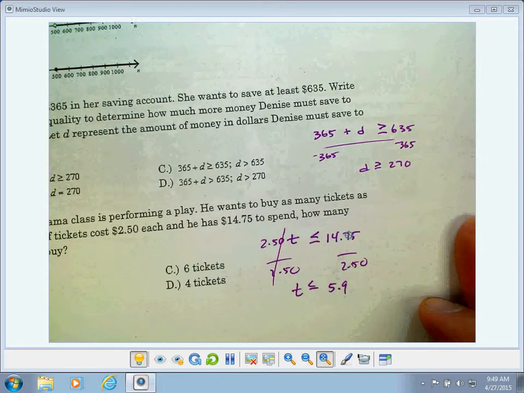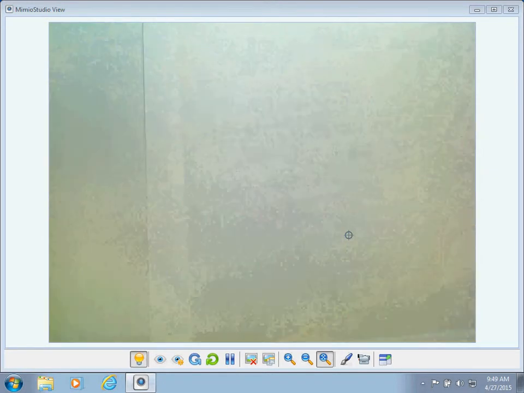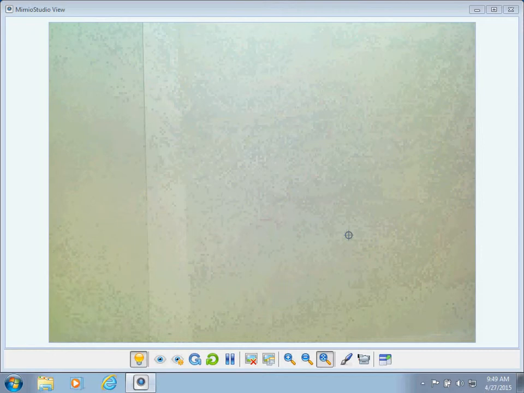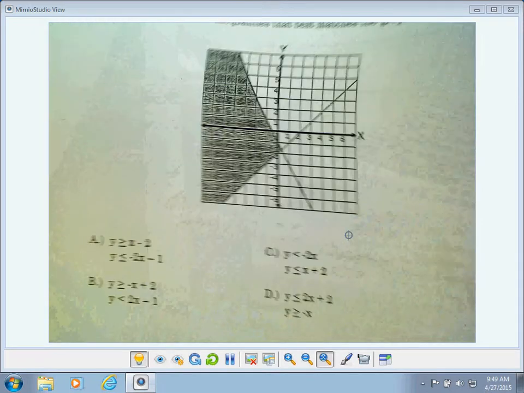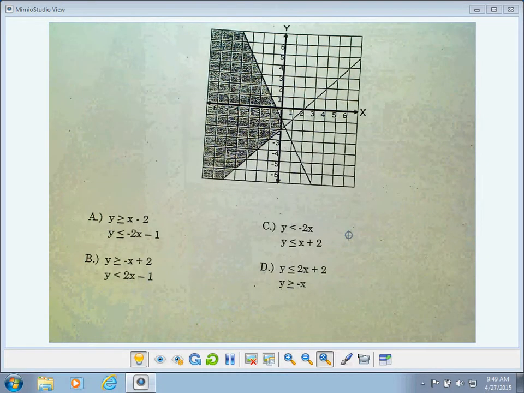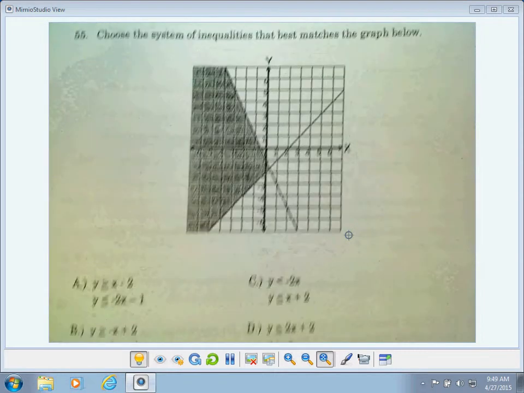That's a real common kind of mistake problem, because you normally think that 5.9 rounds up to 6, so the answer would be 6. But you've got to be careful when you're looking at an inequality like that.